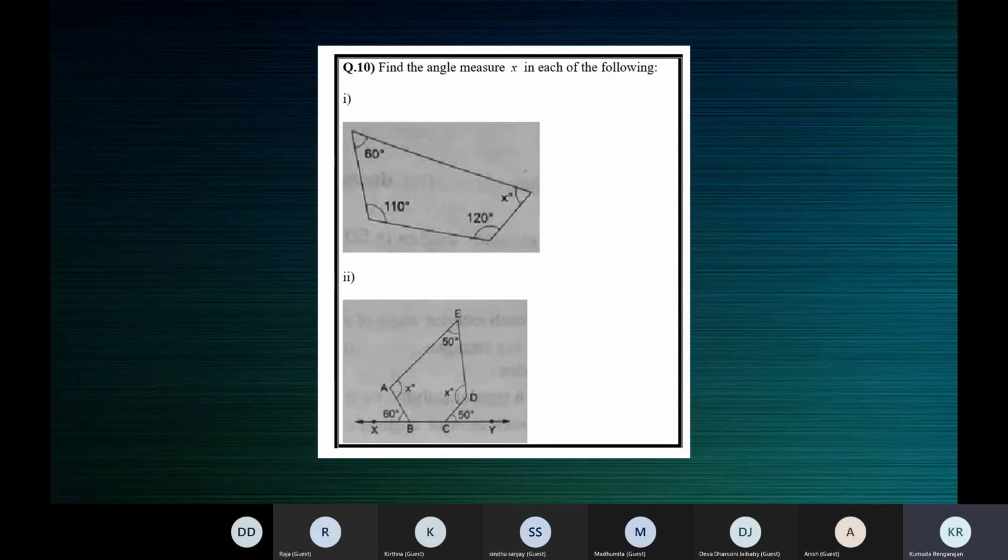Do you know the sum of all the 4 angles? The interior angles of a quadrilateral? What is the sum of the 4 interior angles of a quadrilateral? 360 degrees, ma'am. Okay. What is the sum of all the exterior angles? Here you don't see the exterior angles in the figure. But what will be the sum of the 4 exterior angles? Ma'am, x equals 70 degrees, ma'am.